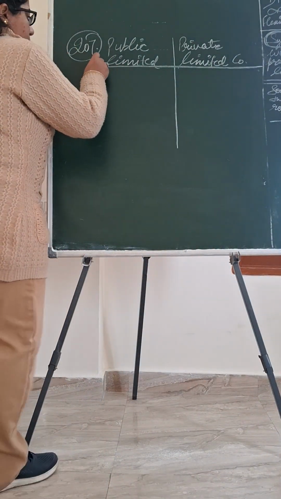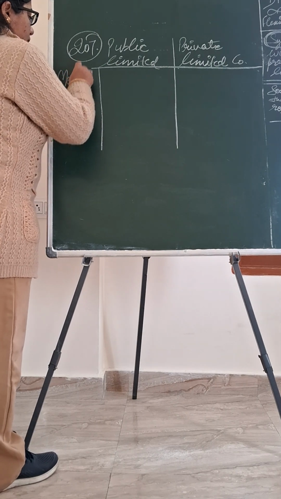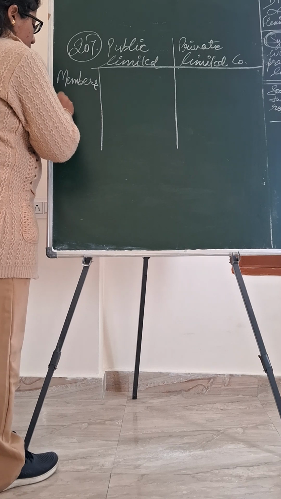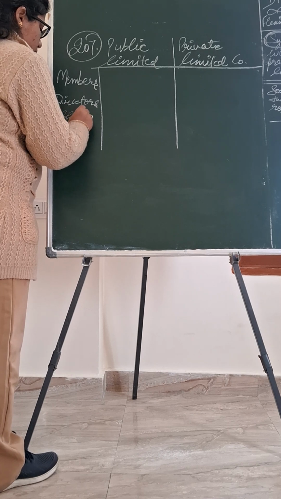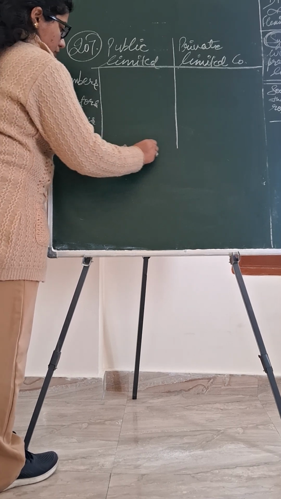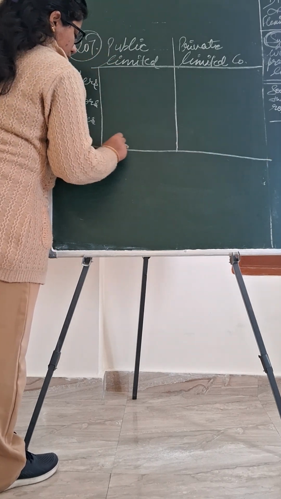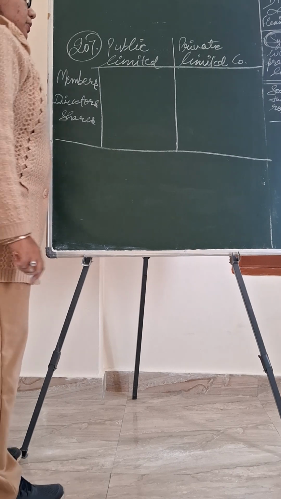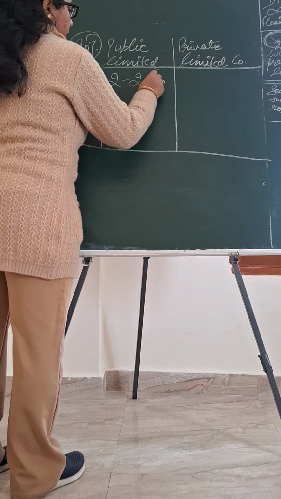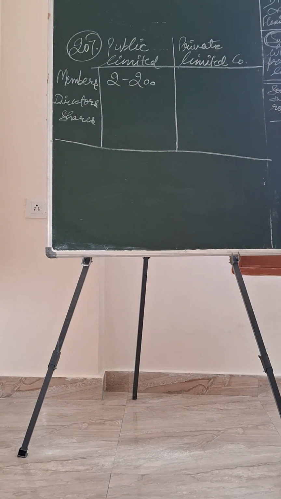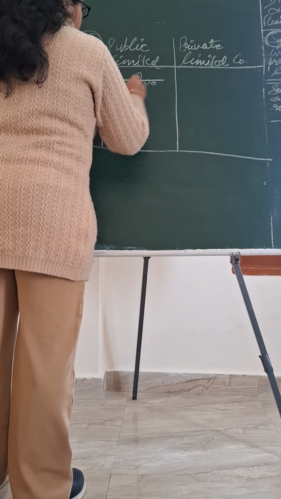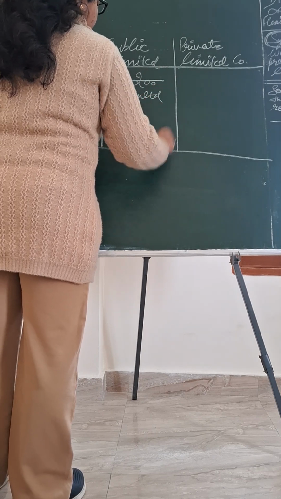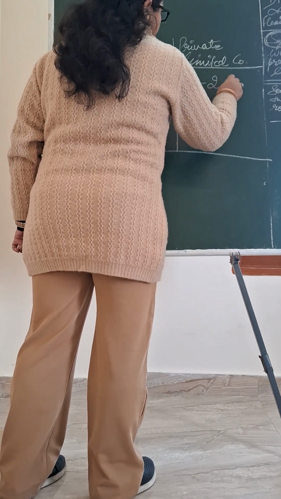First, let's talk about the number of members. Then next, let's talk about number of directors. Then next, let's talk about shares. This is the important question we are talking about. Members 2 to 200. Am I writing correct? Public limited company 7 to unlimited, private limited company 2 to 200.